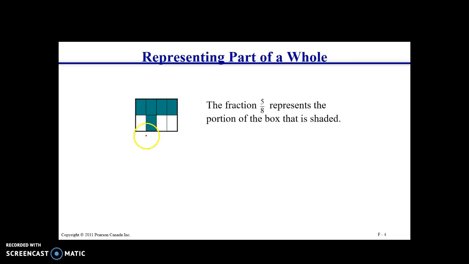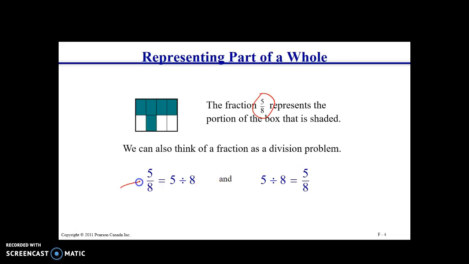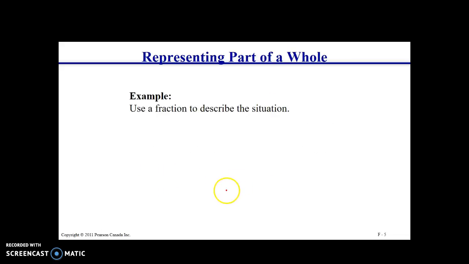So we can represent things using fractions. So here, if I have a rectangle that's divided into 8 pieces and I've shaded in 5, we could express that as the fraction 5 over 8. You can also think of a fraction line as a division problem. So we could read this as 5 over 8, or we could read it as 5 divided by 8. It means the same thing. Then you can interchange them.